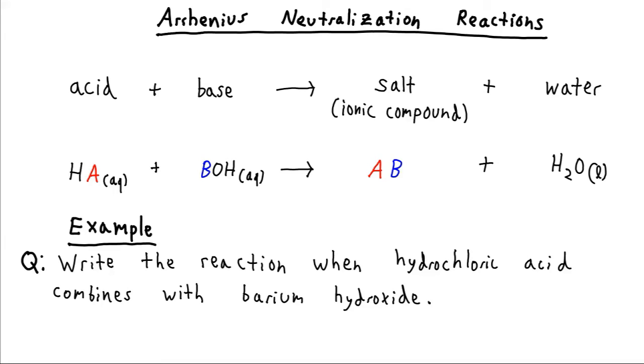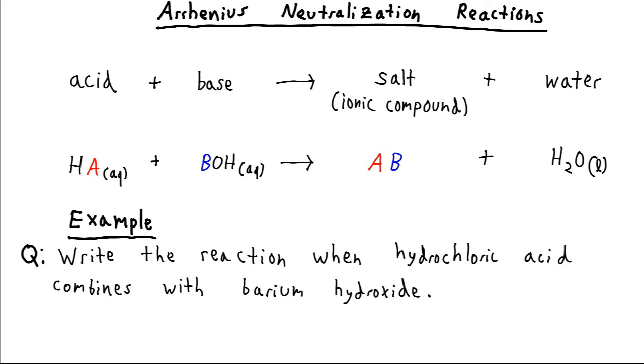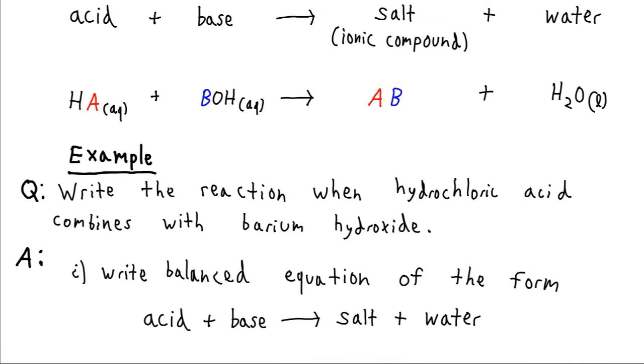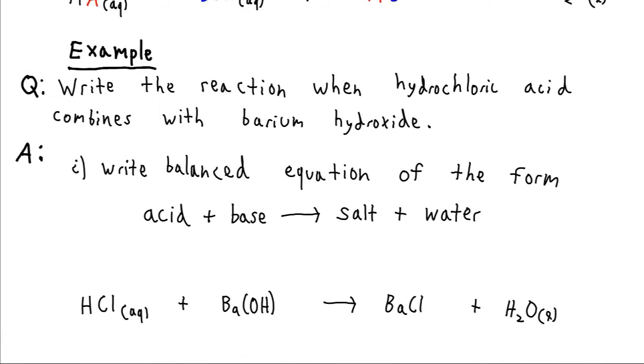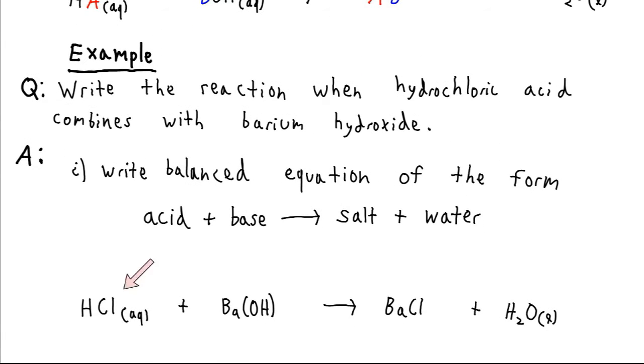As an example, let's say that we combine hydrochloric acid with barium hydroxide. So the first thing that we're going to want to do, actually the only thing that we really need to do, is write the balanced equation. And we need to remember the form that we want: we want the acid and the base to combine together to produce water molecules, and everything else gets shoved together into the salt. So we have hydrochloric acid and barium hydroxide.